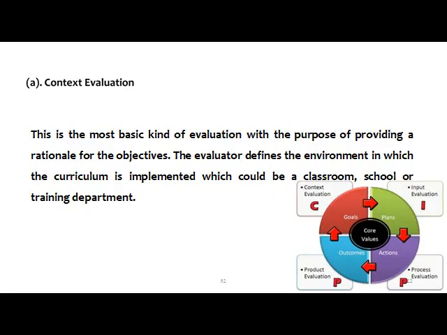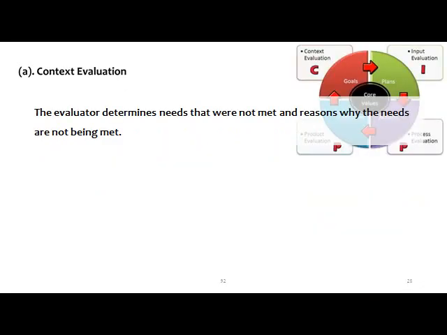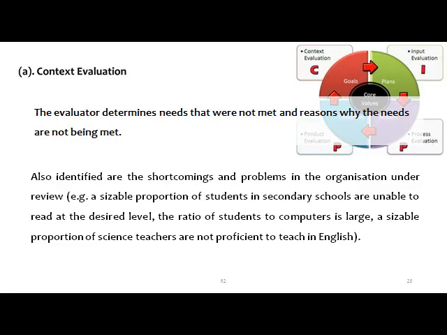The evaluator defines the environment in which the curriculum is implemented, which could be a classroom, school or training department. The evaluator determines needs that were not met and reasons why the needs are not being met. Also identify the shortcomings and problems in the organization under review. For instance, a sizable proportion of students in secondary schools are unable to read at the desired level, the ratio of students to computers is large, a sizable proportion of science teachers are not proficient to teach in English.